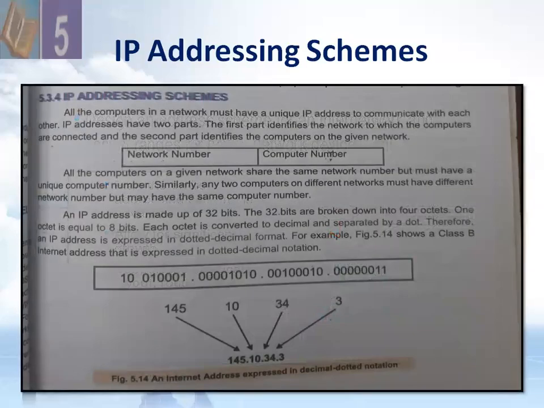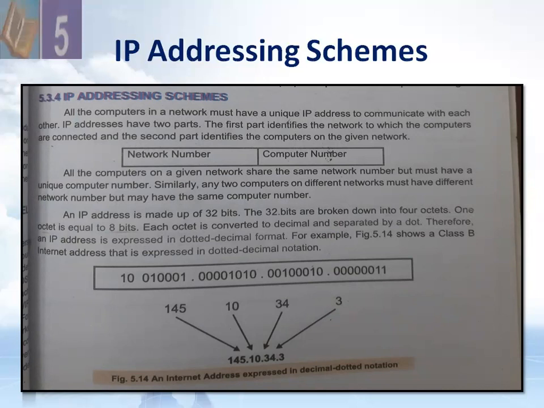So in the IP addressing scheme, all the computers in a network must have a unique IP address to communicate with each other. IP addresses have two parts. The first part identifies the network to which the computers are connected, and the second part identifies the computer on the given network. Here you can view the network number and the computer number on your screen. The first part indicates which network you are connected to, and the second part indicates your computer or device number.